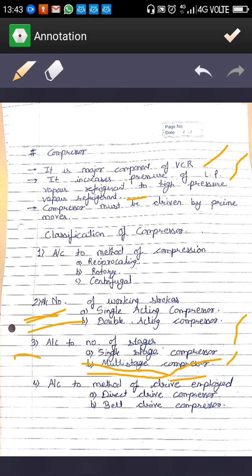Then another type is according to the method of drive employed. There are two types of drive employed. The first one is the direct driven compressor, another one is a belt driven compressor. This is according to the power supply. If we supply power directly, then it is a direct drive compressor, and if we supply the power using the belt, then it is called a belt drive compressor. Okay.